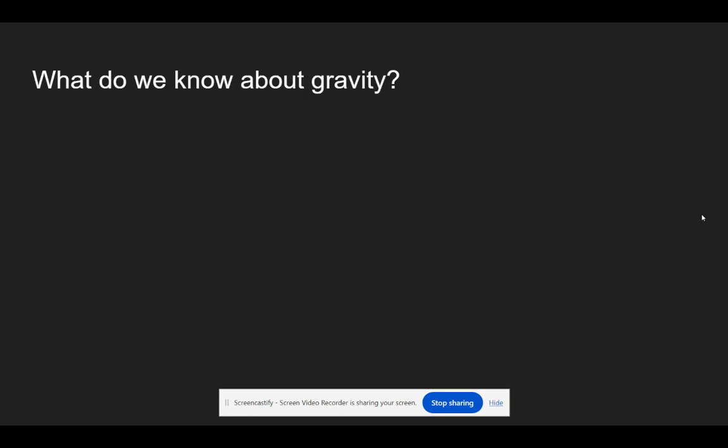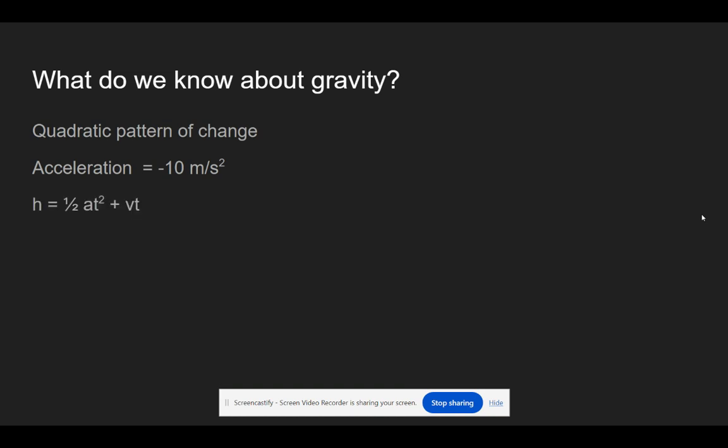So it's worthwhile here to pause and ask, what do we know about gravity? We know from our activities in class together that it's a quadratic pattern of change. We know that the acceleration due to gravity is negative 10 meters per second squared. Negative because gravity pulls us toward the ground, and our positive motion from our projectile is away from the ground. So we use negative for the opposite direction. And the equation that we found to model how high above the ground it is if it started from the ground is h equals 1/2 acceleration times time squared plus the initial velocity times the time.